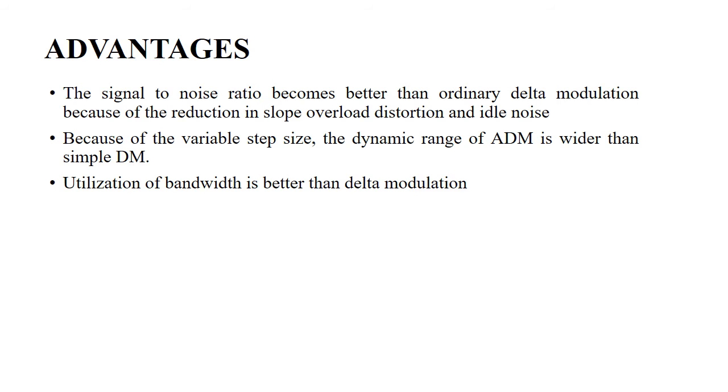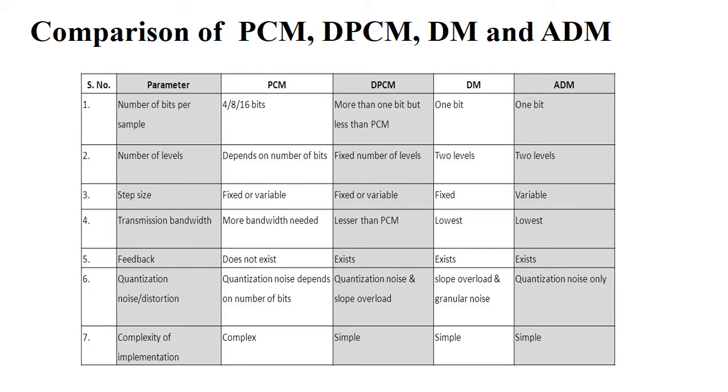Next we are going to see the comparison of PCM, DPCM, DM and ADM. First, the number of bits per sample for all four: for PCM it will be 4 or 8 or 16 bits. For DPCM it is more than 1 bit and less than PCM. The DM is 1 bit and ADM is also 1 bit. And the number of levels depends.